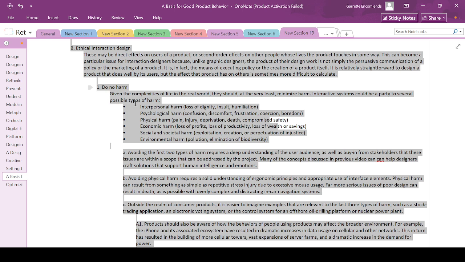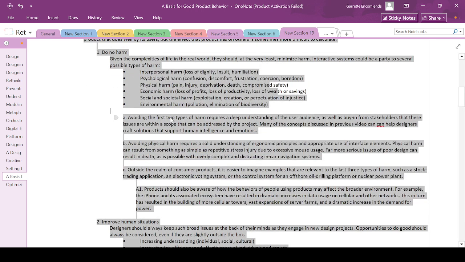So it is different from a graphic designer in such a way that the graphic designer is just a communicator, but they are the ones who design this interaction. It is relatively straightforward to design a product that does well by its users, but the effect that product has on others is sometimes more difficult to calculate.